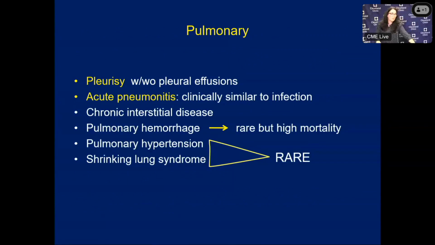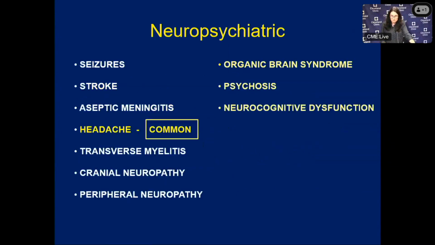Additional pulmonary involvement, not serositis, is commonly seen, and it's usually mild. Acute pneumonitis is the more common one, which clinically is very similar to a lung infection. Chronic interstitial lung disease associated with lupus is not as common, but is important. Pulmonary hemorrhage is very rare, but it can be associated with a high risk of recurrence and high mortality. The last two, pulmonary hypertension and shrinking lung syndrome, are very rare, but worth mentioning here.